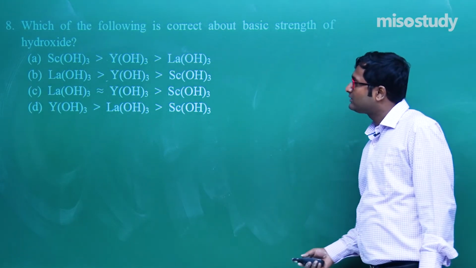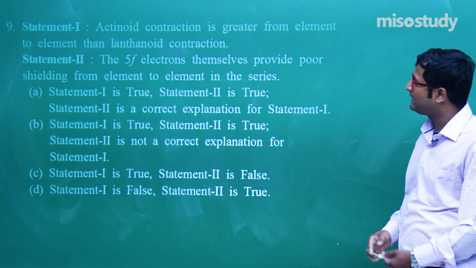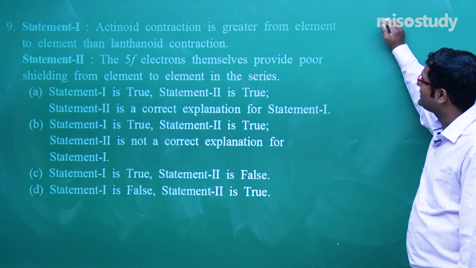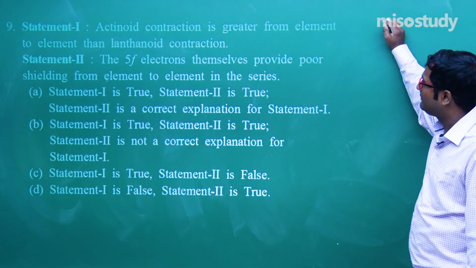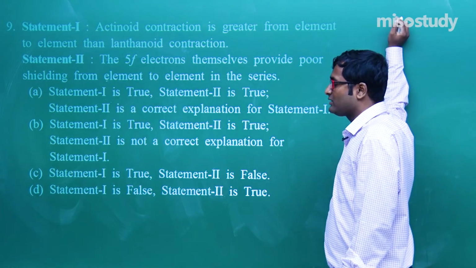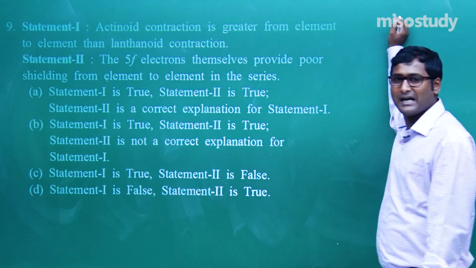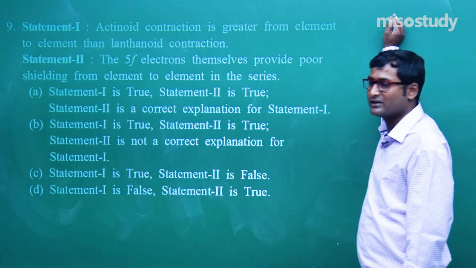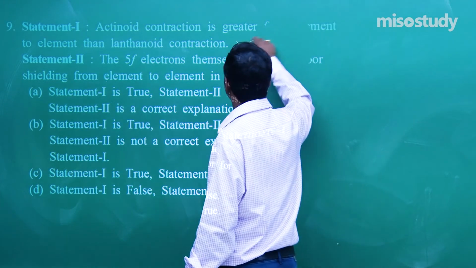Now look at the next question. This is a statement type question. What is given here? Actinoid contraction is greater from element to element than lanthanide contraction. That is simple, a true statement, because first comes lanthanide, then comes actinoid contraction. It is greater from element to element than lanthanide contraction. This is a straightforward question. This one is a true statement.